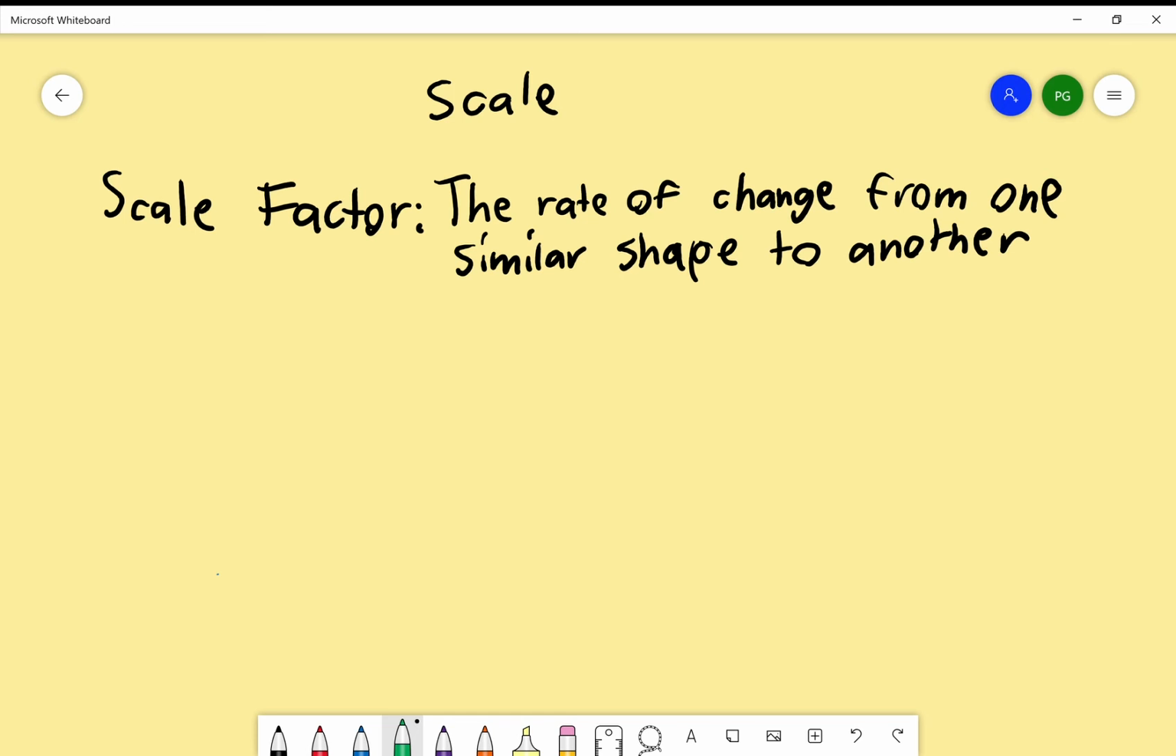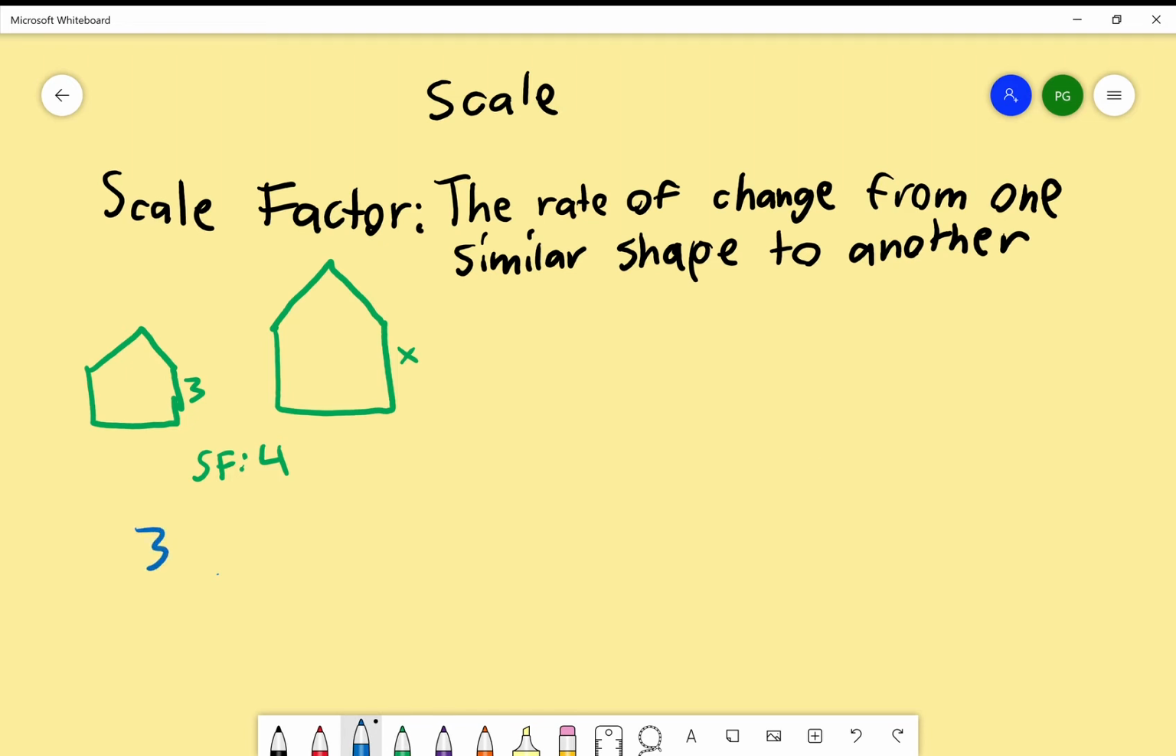Okay guys, so in the previous lesson we learned that the scale factor is the rate of change from one similar shape to another. If I give you a small shape, let's say this shape right here, I know it's weird, and then I give you another similar shape, and I tell you this length here was 3, and you have a scale factor of 4, find the length here. The scale factor is what you multiply it by, right? So 3, the length of the smaller one, times 4, your scale factor, will give you the length of your bigger shape, which in this case will be 12.